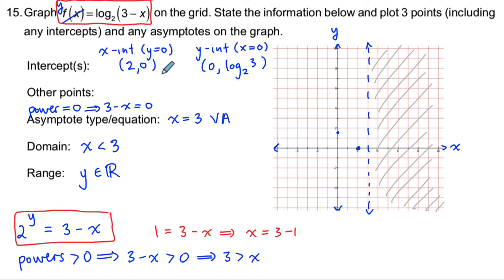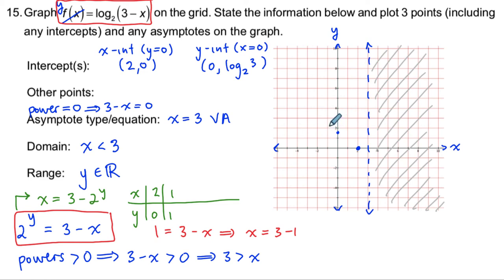Now to come up with some other points, I can either substitute for x and solve for y, or substitute for y and solve for x. And I think it's easier to substitute in the exponent and work out the x value. In fact, I could just rearrange this equation a little bit to solve for x. So if 2 to the y equals 3 minus x, then x is equal to 3 minus 2 to the y. You can make a table of values if you want, or you can just be really careful with substituting in and recording the answers. So if y is equal to 0, we already got the x value of 2. If y is equal to 1, then 2 to the 1 is 2, 3 minus 2 is 1. So I'm going to get a point at (1, 1).